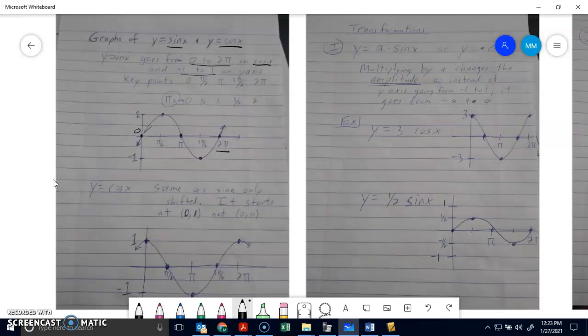The key points that you need to know: 0 and 2 pi are the beginning and the end. The middle one is halfway between those. What's halfway between 0 and 2? 1 pi. And then this point up high, this peak, is halfway between these 2 points. So what's halfway between 0 and 1 pi? Half of pi. And halfway between 1 and 2 is 1½ pi.